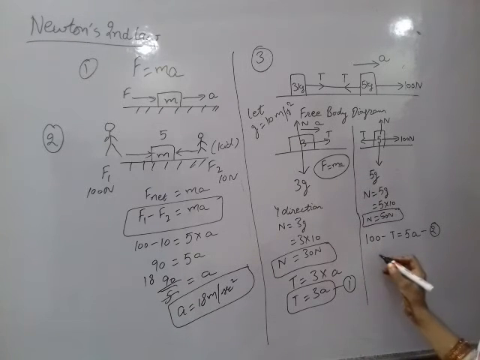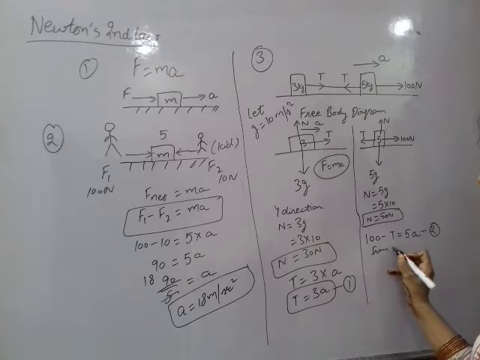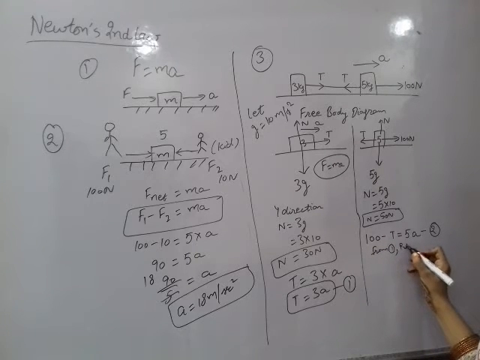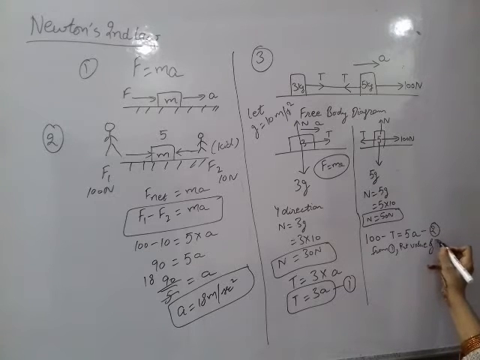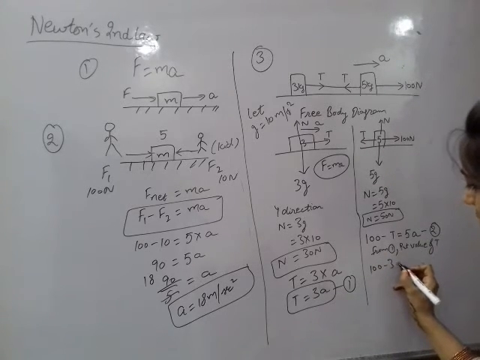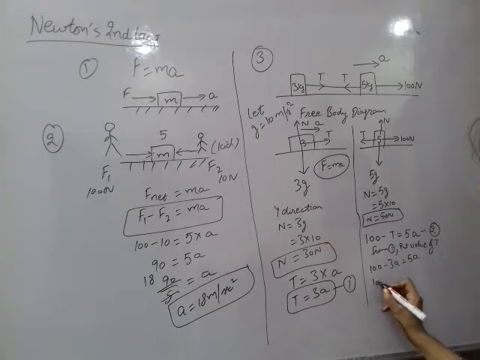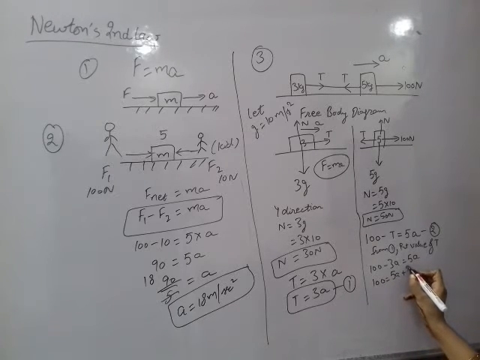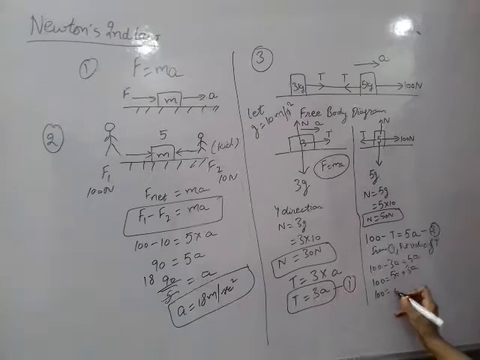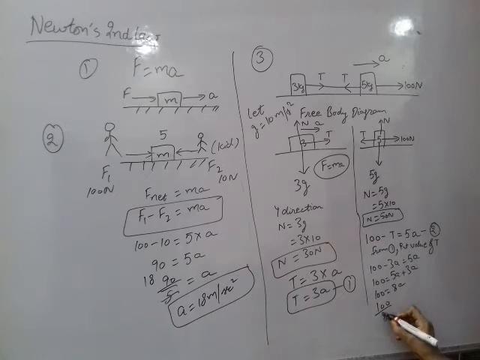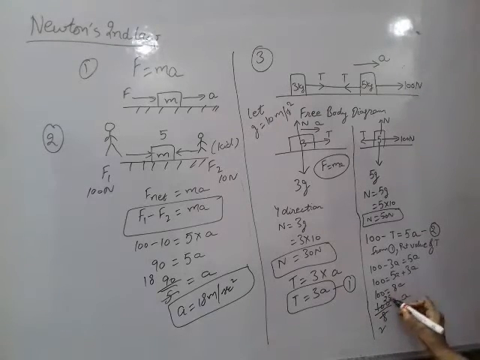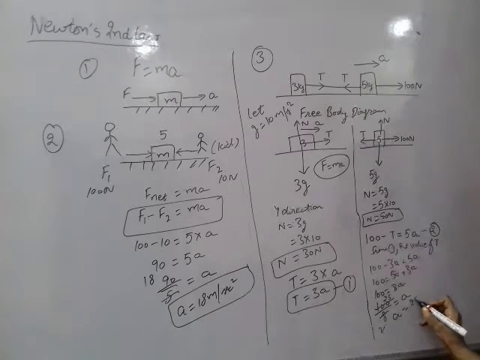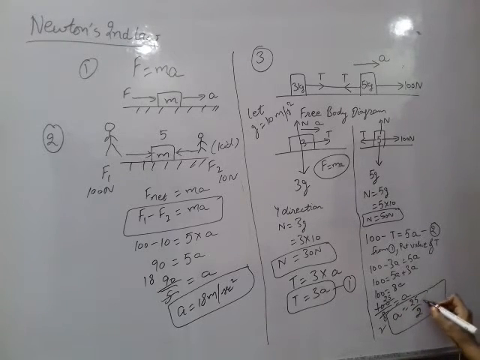From 1, T is equal to 3a. Put the value of T. We get 100 minus 3a is equal to 5a, or 100 is equal to 5a plus 3a, or 100 is equal to 8a. 100 upon 8 is equal to a. So acceleration comes out to be 25 upon 2 meter per second square. This is the value for acceleration.